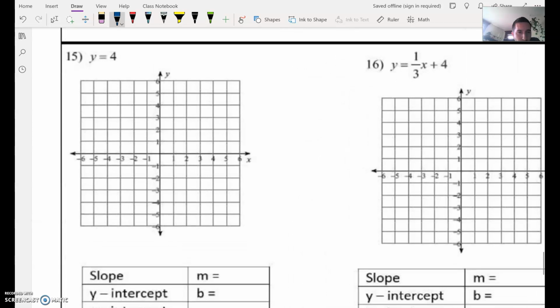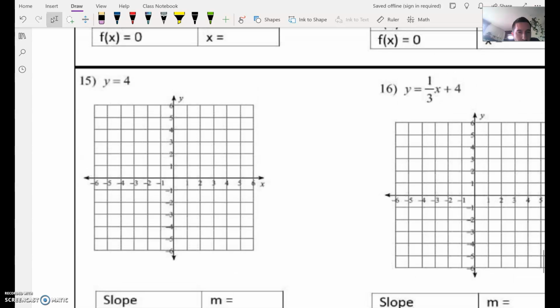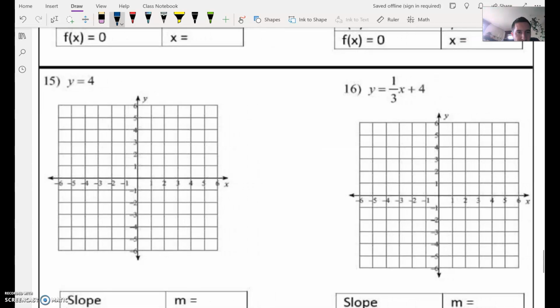Y equals 4. Whoa. Y equals 4. That's not y equals mx plus b. What is that? We might need to shoot over to Desmos really quick to remember that if you ever have x equals and then just a number, that's either going to be a vertical line or a horizontal line. And then if you have y equals a number, that's either just a vertical line or a horizontal line.